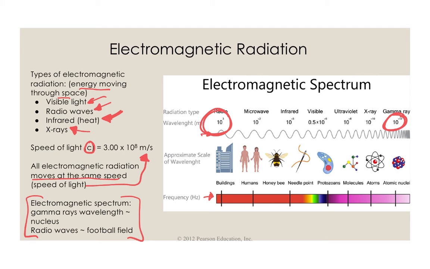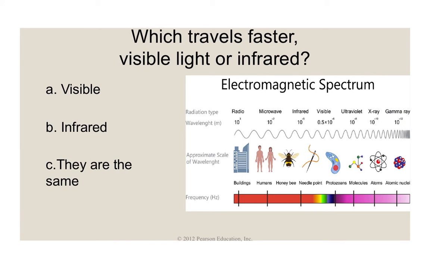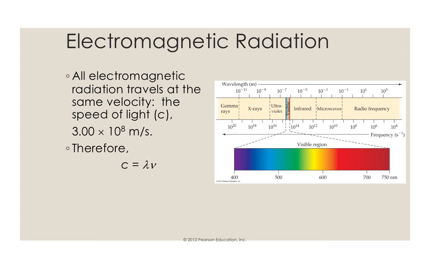So anyway, different types of electromagnetic radiation vary very dramatically based on their wavelength and their frequency. But what do they all have in common? They all travel at the same speed. Which brings us to our question: what travels faster, visible light or infrared? Well, even though visible light has a slightly higher frequency and shorter wavelength, they're both light, so they both travel at the speed of light. They are the same. Again, all electromagnetic radiation travels at the same velocity, the speed of light, which is 3 times 10 to the 8th meters per second.